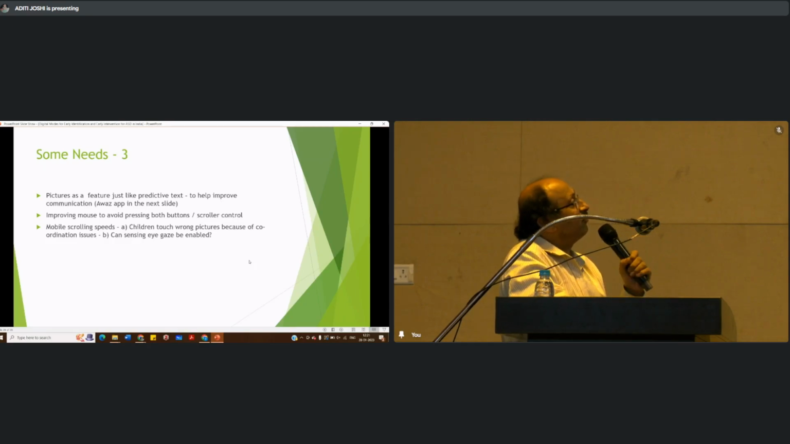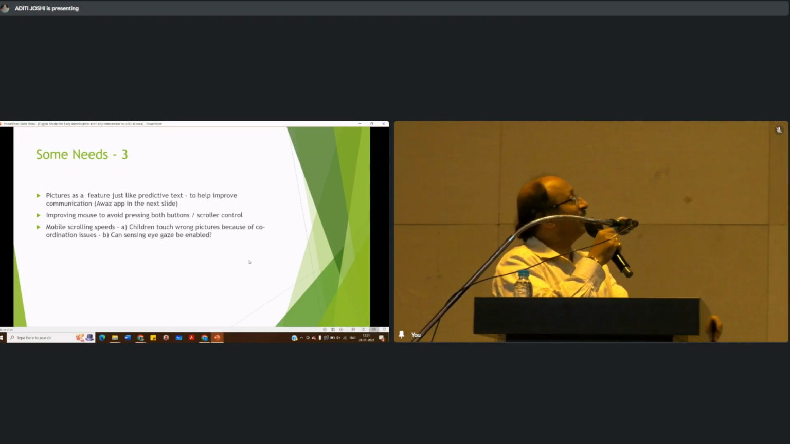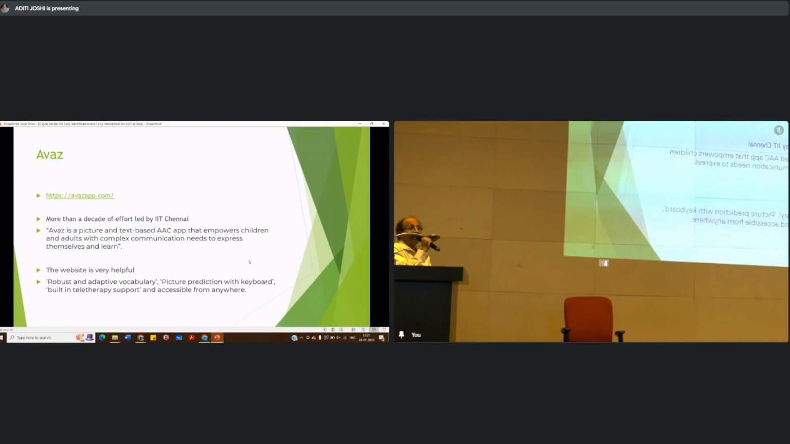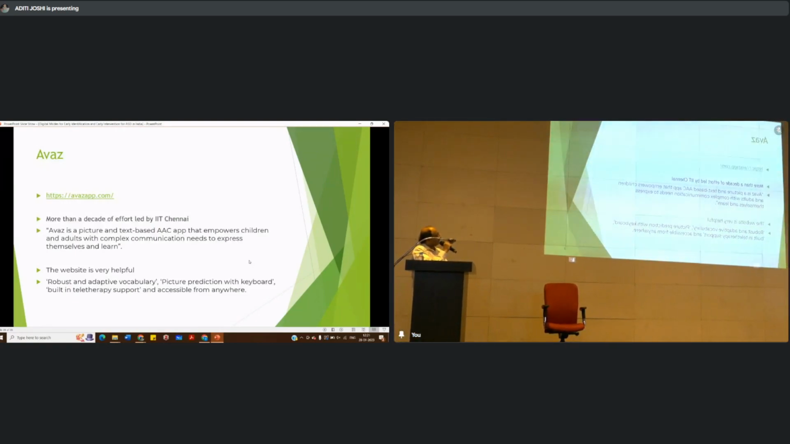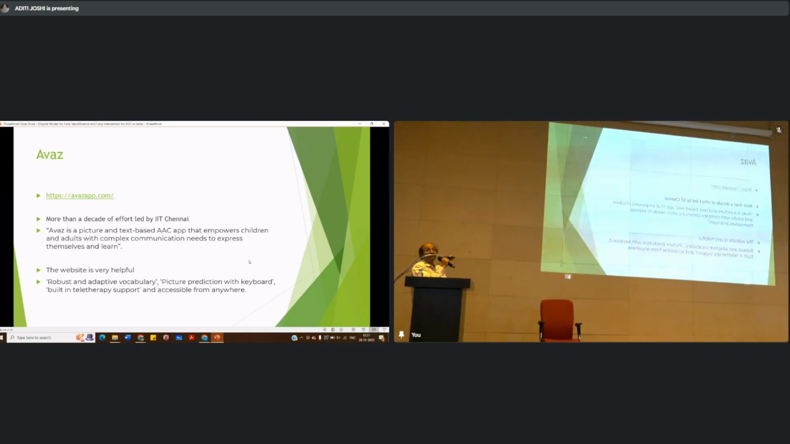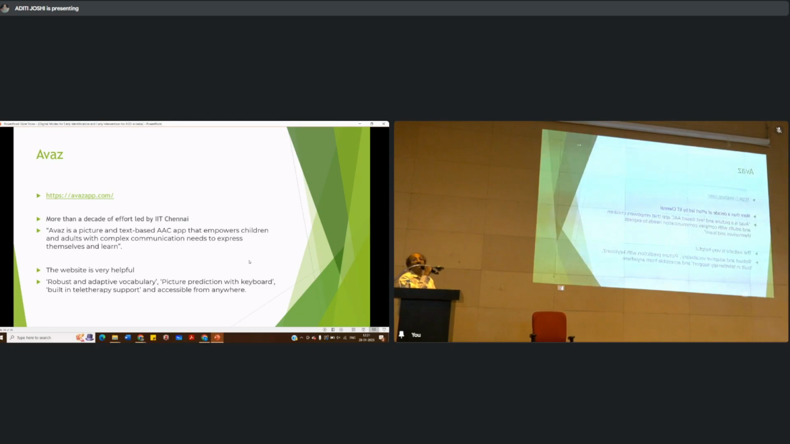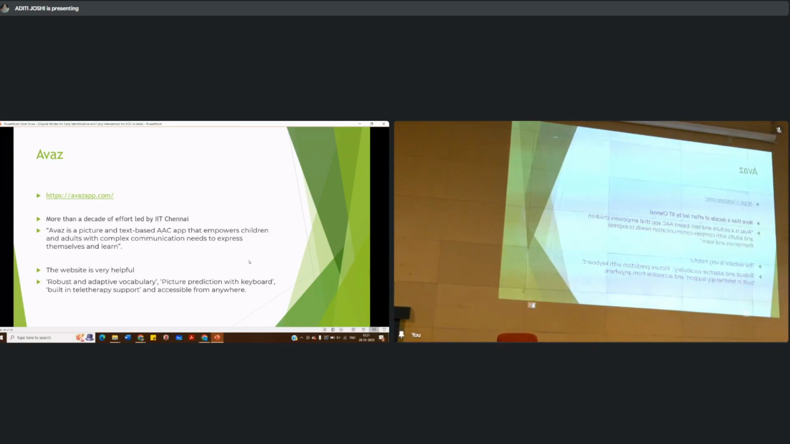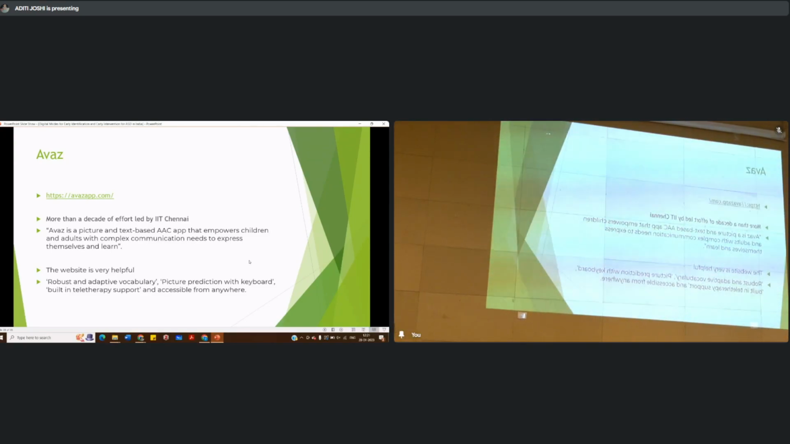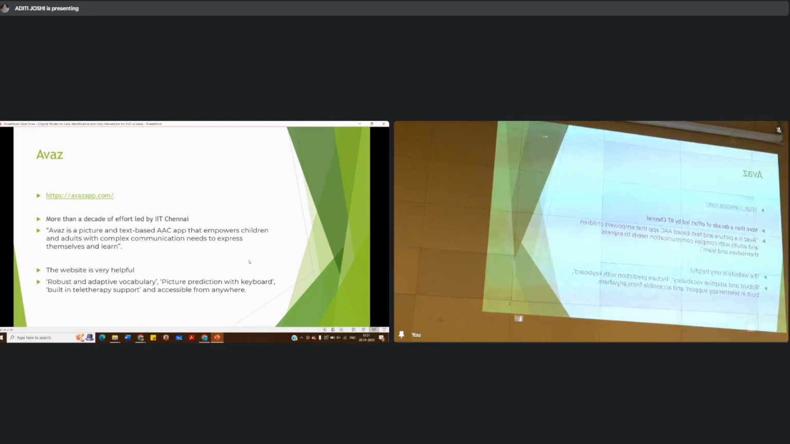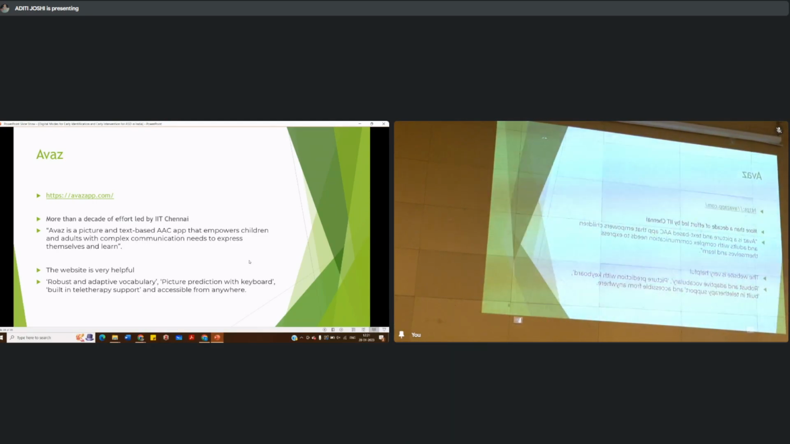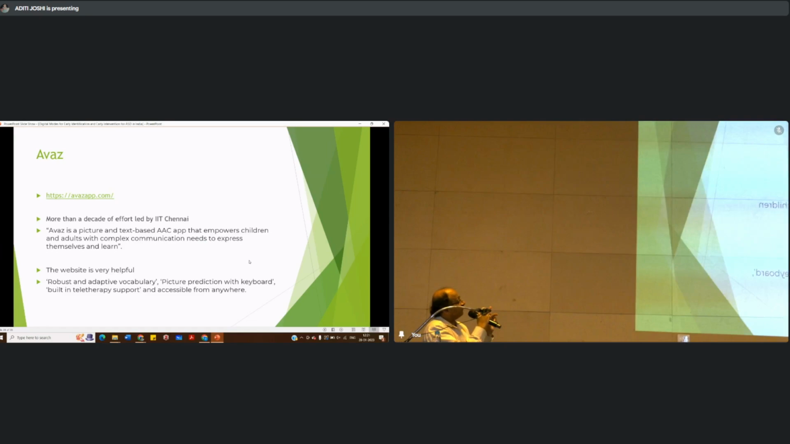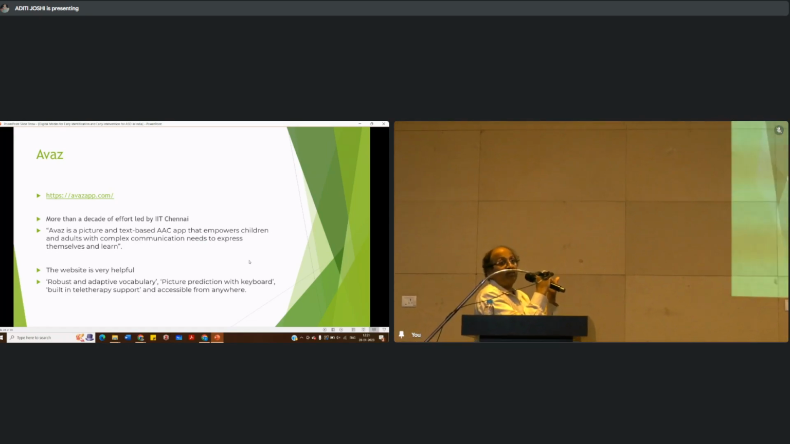This is something I want you to download the app and go and look at it in detail later on. Okay, this is work led by IIT Chennai. Now a lot more entrepreneurs are adding to the IIT group and working on it. It's a picture and text-based AAC. Anybody knows what is AAC? AAC is alternative and augmentative communication. So if you reach a point where you think the child is not going to learn the regular kind of language, you use alternative ways to help the person communicate. Okay. So Avaz is a picture and text-based AAC app that empowers children and adults with complex communication needs such as autism to express themselves and learn. This website is extremely useful. Please go and look at it.